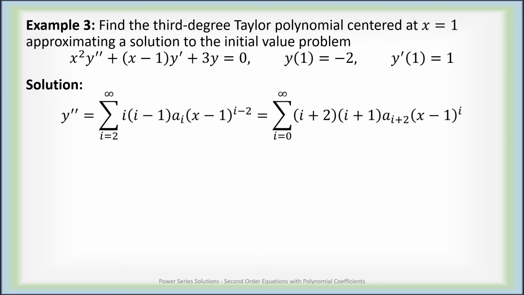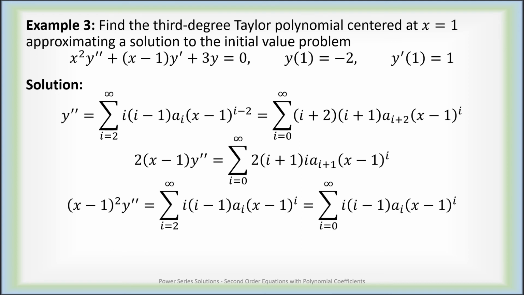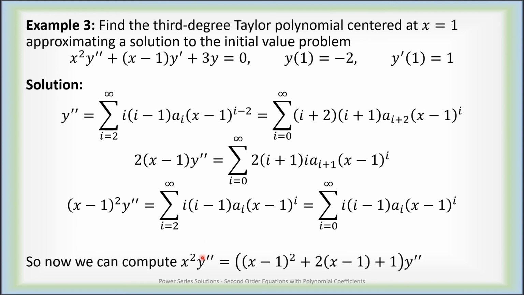So y double prime was written like this, 2 times x minus 1 y double prime as such, and finally x minus 1 squared y double prime as this. And since we have already determined that x squared is simply x minus 1 squared plus 2 times x minus 1 plus 1, instead of doing x squared y double prime, we'll do x minus 1 squared y double prime plus 2 times x minus 1 y double prime plus y double prime. So this power series plus this one plus that one.